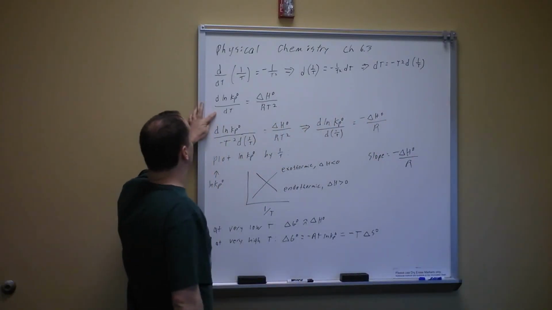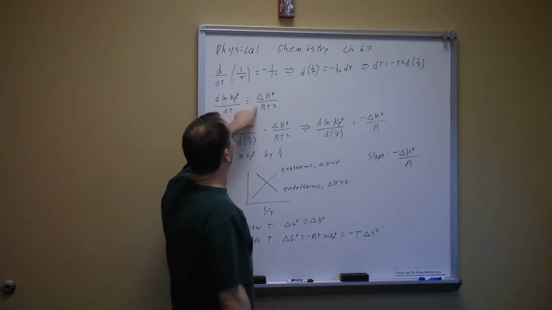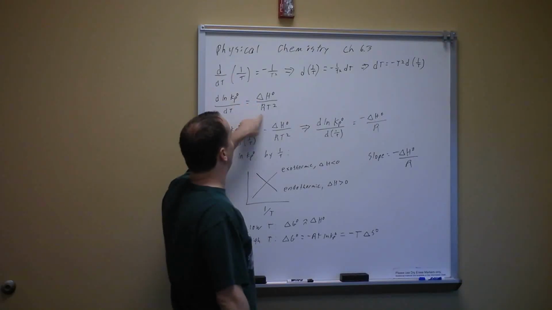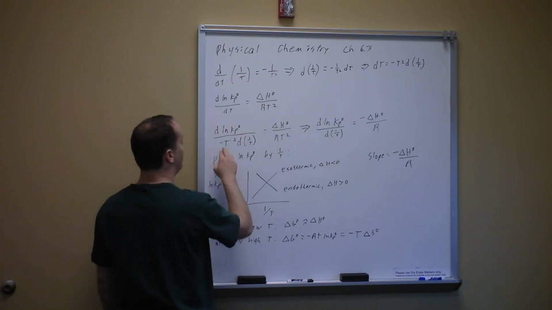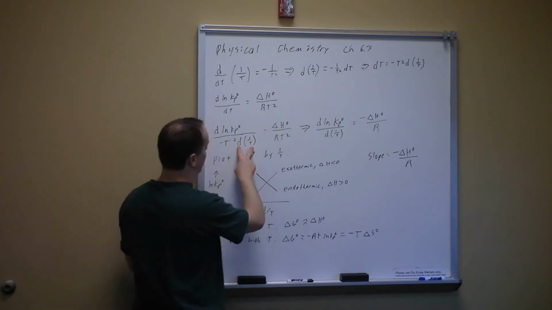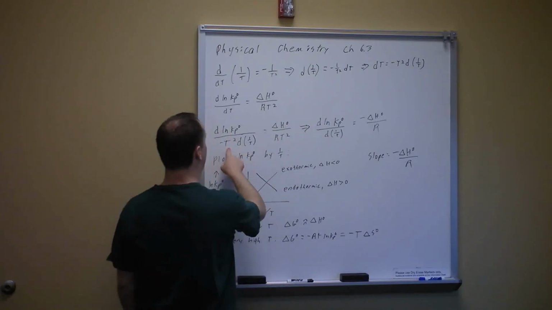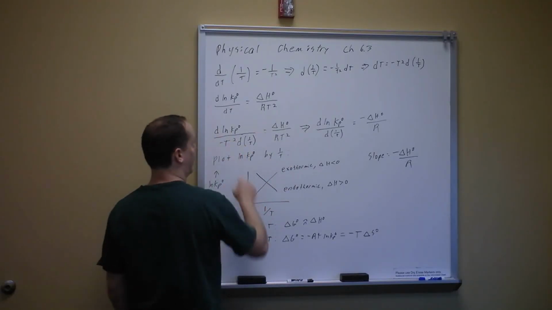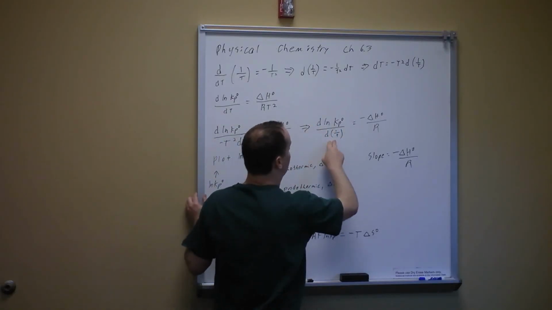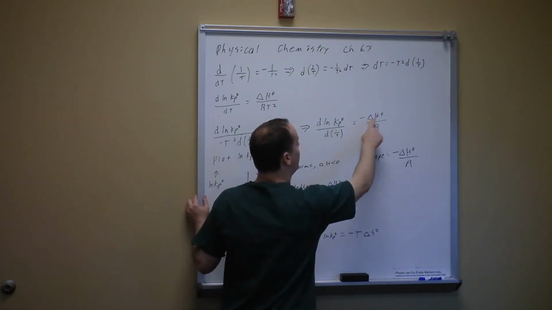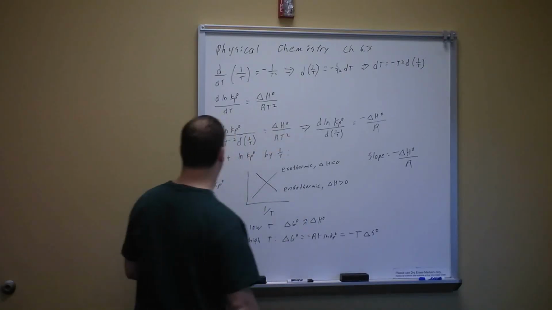Now we're going to substitute that into what we had before. Remember, we had the derivative of natural log of Kp naught with respect to temperature is equal to delta H naught over RT squared. So substituting that in, we get the derivative of natural log of Kp naught over minus T squared times with respect to 1 over T is equal to delta H naught over RT squared. Multiply this by minus T squared to make it look like a derivative. Then we get the derivative of natural log of Kp naught with respect to 1 over T is equal to minus delta H naught over R, because the T squared is canceled out, obviously.